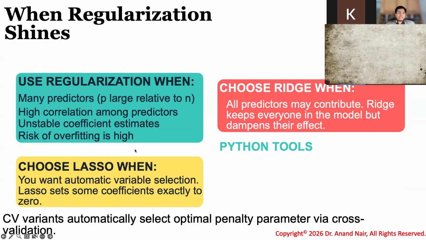Within regularization, you use Lasso when you want automatic variable selection, and Ridge when you want all the predictors that can contribute. And we have Python tools that can help us do this. Within each of them, we already talked about two variants: Lasso and Lasso CV, where CV is the cross-validation version, and Ridge and Bayesian Ridge.